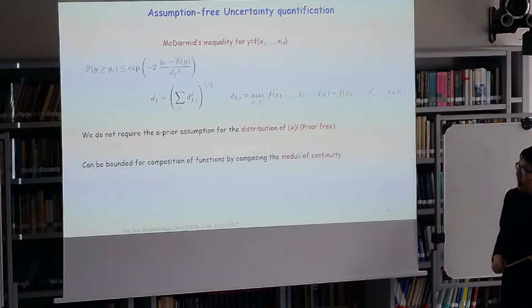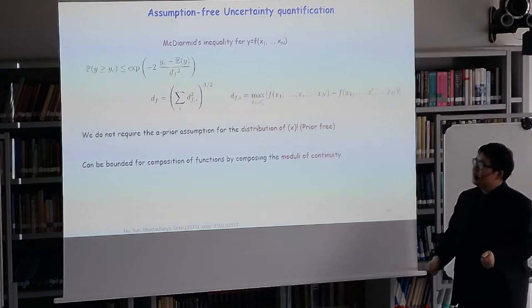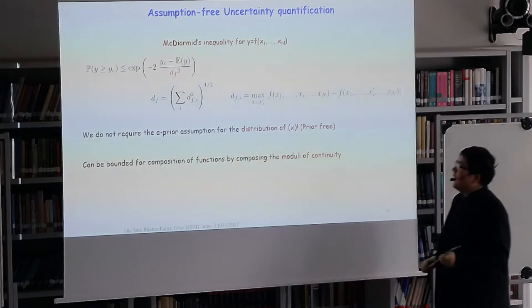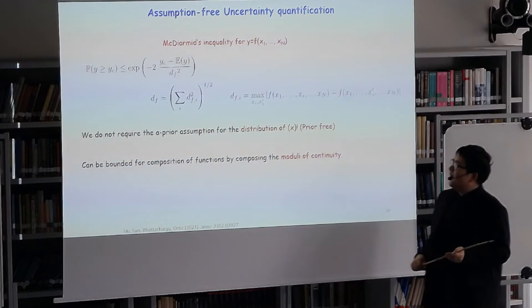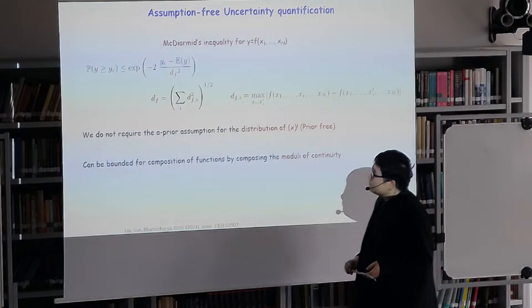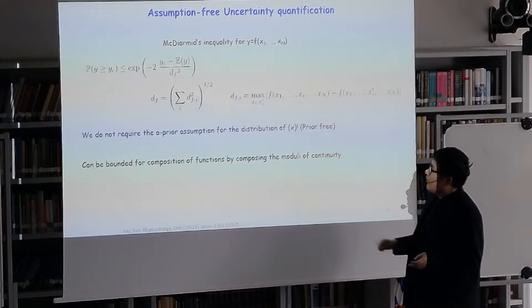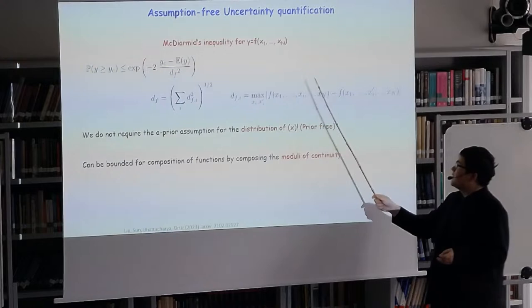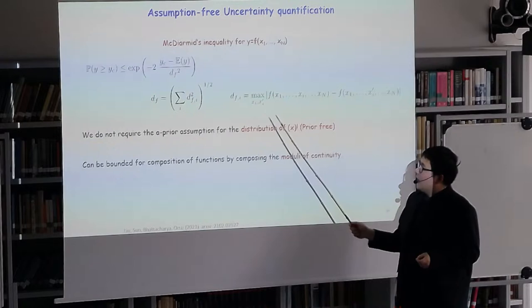Rather, can we just provide some bounds on my uncertainties, and still be able to predict or bound the probability of failure? It turned out that it can, and there's a nice theorem from McDiarmid that provides an upper bound on the probability of failure. The way to do it is to look at the so-called diameter in the McDiarmid inequality, which basically quantifies the maximum change that your output can get by varying your input.